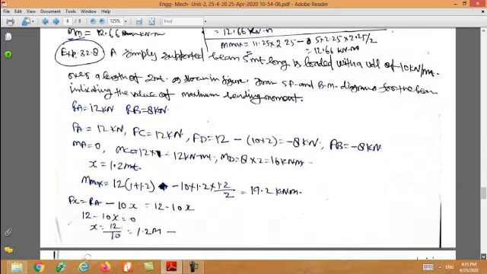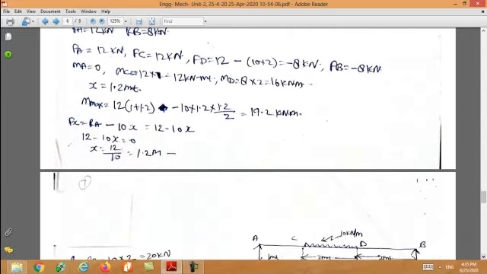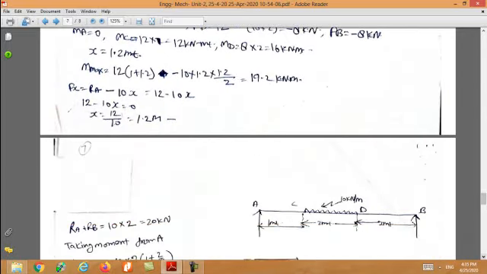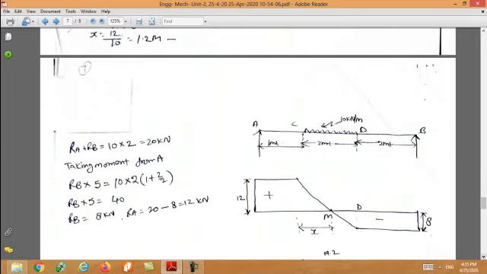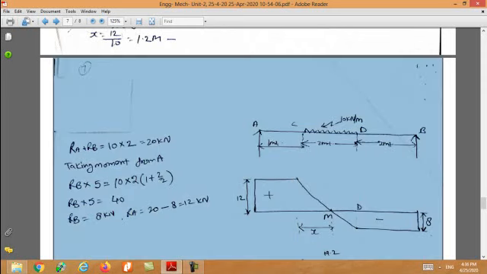Okay. And in these questions you can see a UDL is acting. By the same process, you can calculate RA and RB, and the shear force values and bending moment values. So you see in this diagram it is UDL. So for this UDL the diagram is inclined. Okay.